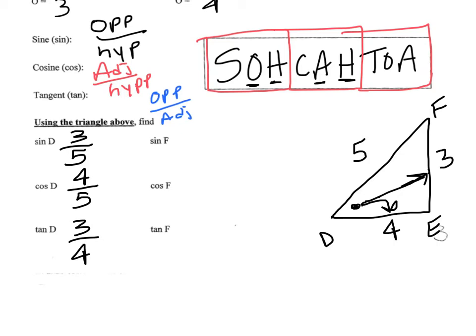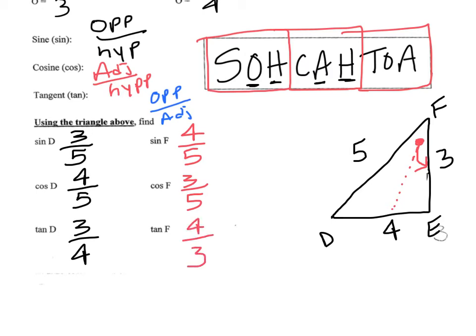Now, when I go to stand at a different angle, for example, at angle F, for the next column, I'm going to do it in red. My sine is going to be my opposite over my hypotenuse. My cosine is going to be my adjacent over my hypotenuse. And my tangent is going to be my opposite over my adjacent. So 4 over 3. Okay, copy those, please, so we can go to the next page.